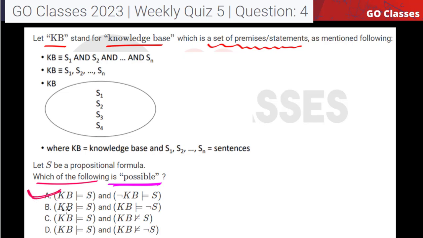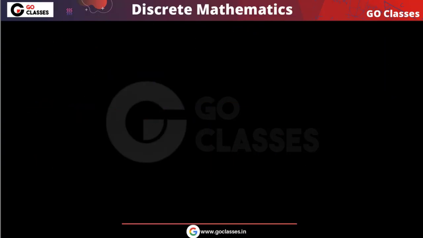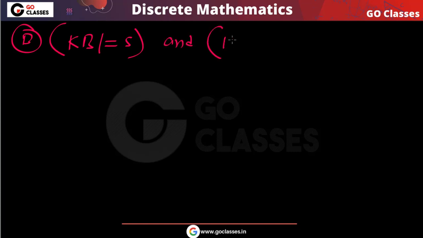Next, option B is saying that the knowledge base implies S and the knowledge base does not imply S. Okay, so let's check this. Option B is saying that the knowledge base infers S. Is it possible that the knowledge base infers S and also the knowledge base infers S negation?